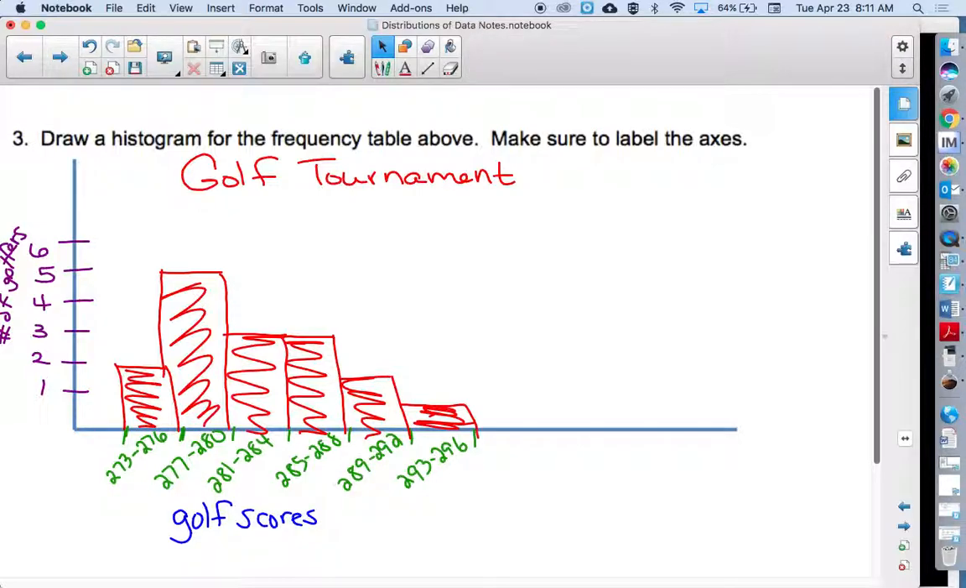So when you see a frequency table or a histogram, the histogram is going to be labeled so you know what you're talking about. So if I organized all the data together, it would say this is a golf tournament. The information on the bottom represents the scores that the golfers receive. The tally, or the number of frequencies, represents the number of golfers that would be in that category or that interval. Questions?